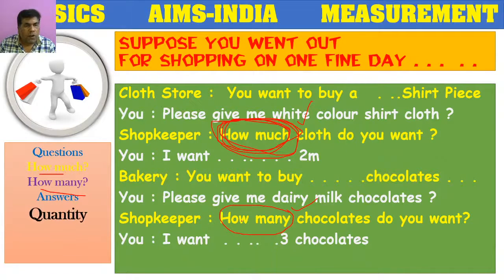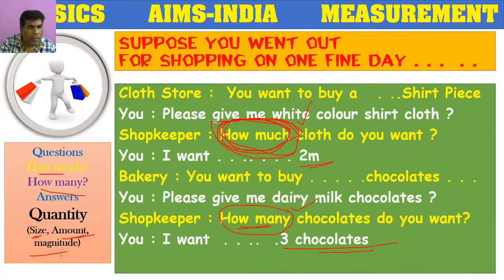For these questions, we have answers. For how much, the answer is 2 meters, and for how many, the answer is 3 chocolates. For questions like how much and how many, we get some kinds of answers. These answers are considered as quantities. Quantity means the size or the amount or the magnitude of any object.